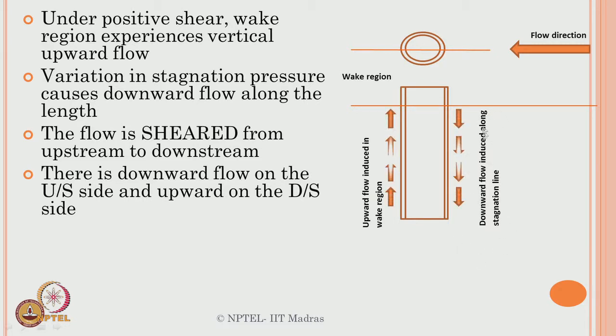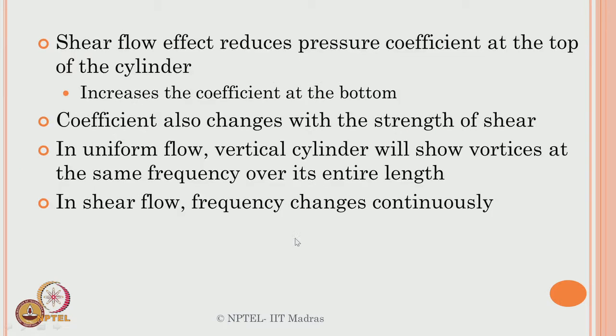there is a downward flow induced along the stagnation line in the upstream side, whereas in the downstream side it is going to create an upward induced flow in the wake region. This will result in what we call a sheared motion between the upstream and downstream. There is downward flow on the upstream side and upward flow on the downstream side, which will cause a shear effect on the given member in the wake region. This shear flow effect reduces the pressure coefficient at the top of the cylinder and of course increases the coefficient at the bottom. Usually it is vice versa when this effect is absent. Coefficient also changes with the strength of the shear value.